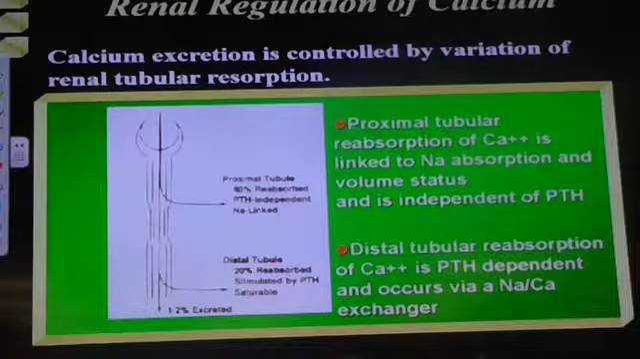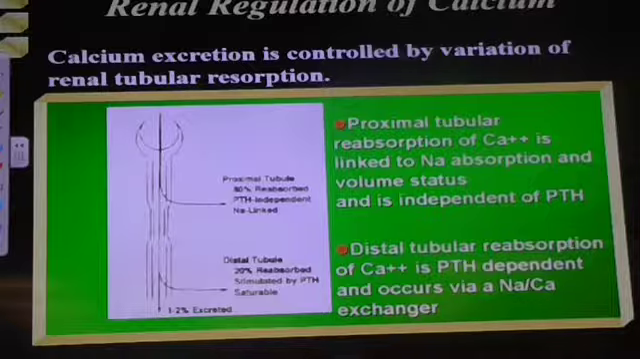Now this is just showing you the renal regulation of calcium. Calcium excretion is controlled by variations of your renal tubular absorption. If you notice in the proximal tubule, reabsorption of calcium is linked to sodium absorption and volume status. In other words, PTH doesn't work there. Because what's the most active part of the tubules? The proximal tubule. It's got the thickest epithelium, most brush border and everything. That's where most of the solutes and the solvents are absorbed.